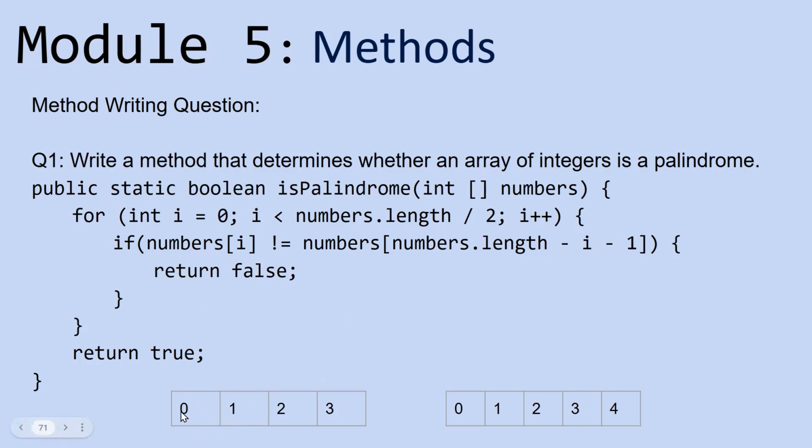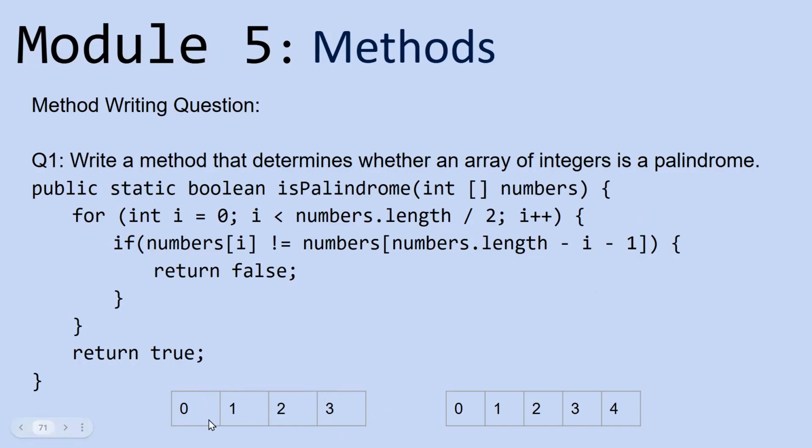So first, when i is equal to 0, it would check if numbers[0] is not equal to numbers.length minus i minus 1. Well, 4 minus i, and i is 0 right now, so 4 minus 0 is just 4. And then we have that minus 1, so 4 minus 1 is 3. And 0, 1, 2, 3, this is index 3 in our array. So 3 is the last index in our array, and we're comparing index 0 with index 3, which is exactly what we wanted to do.